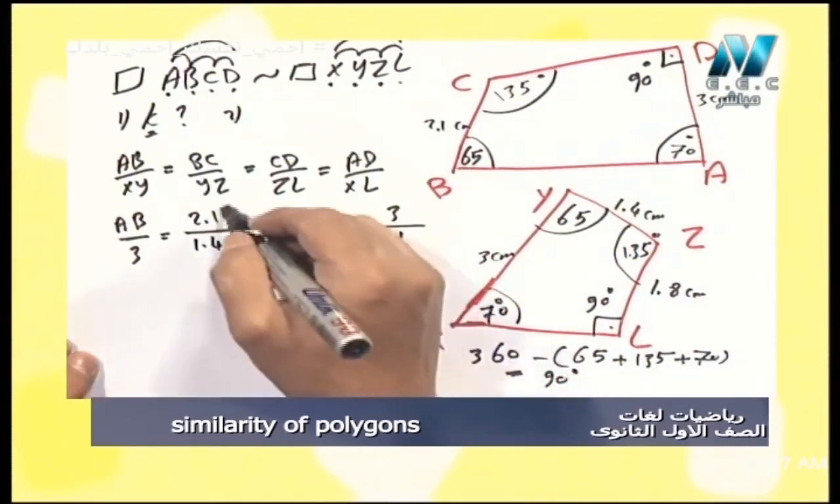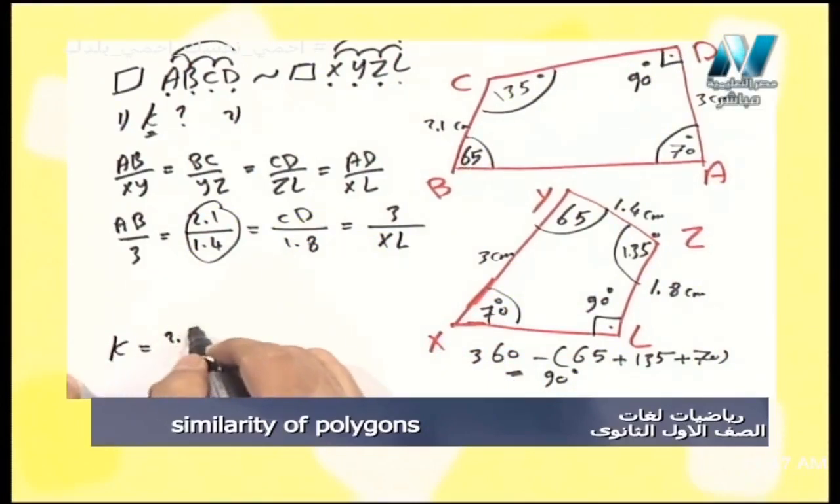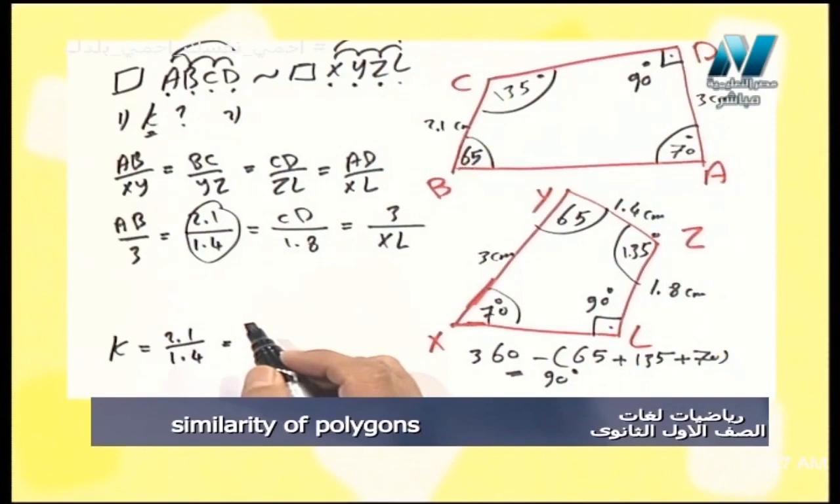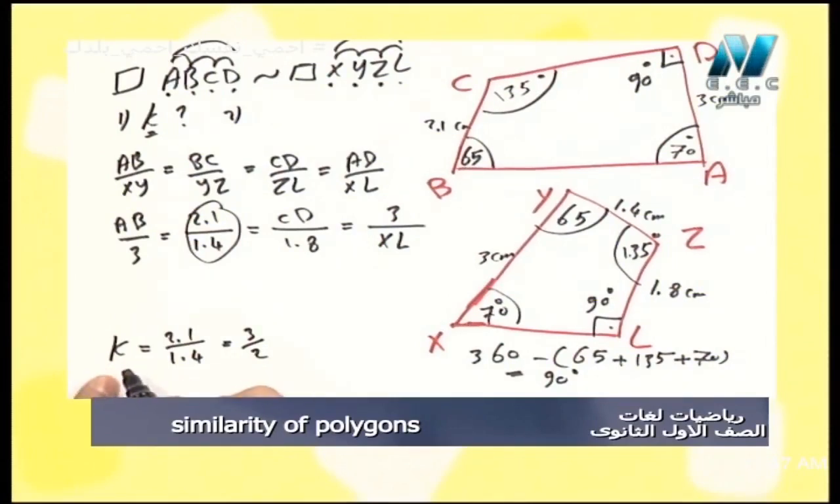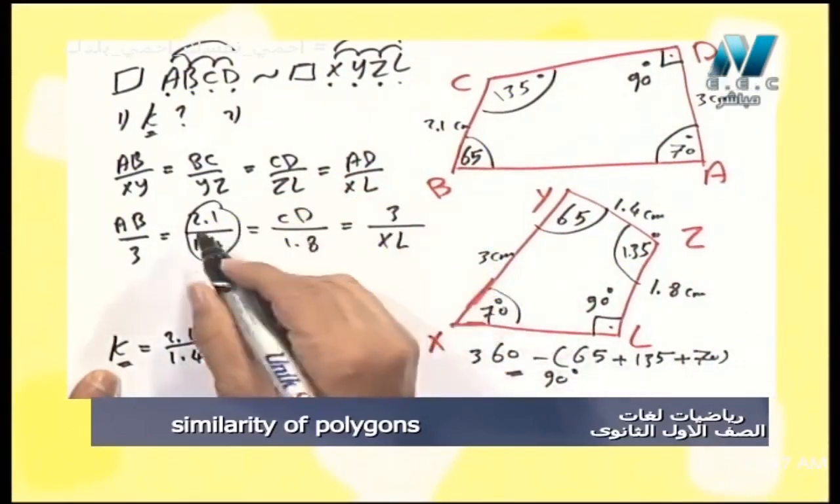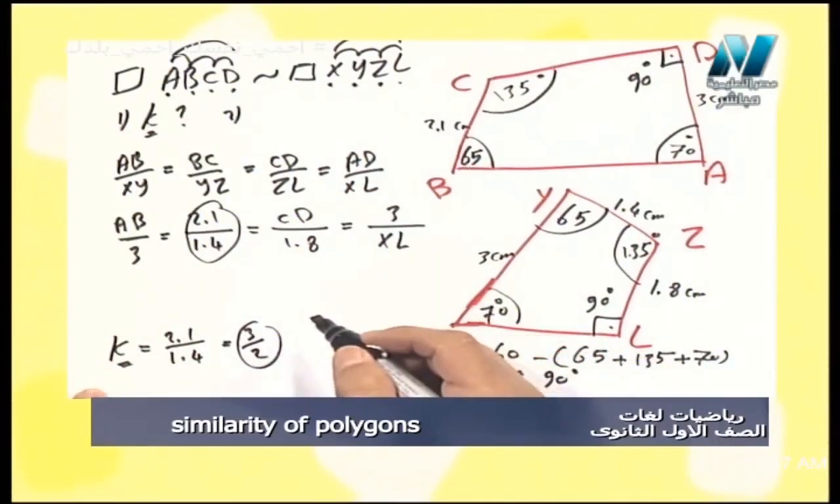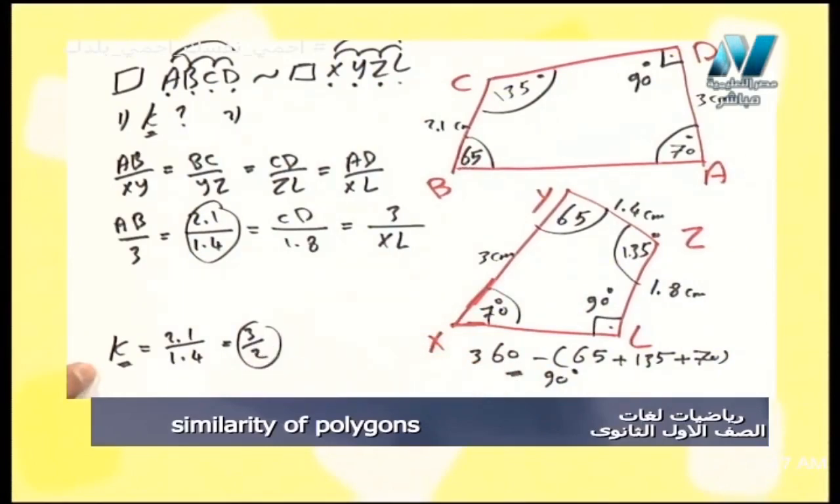Okay, so we have K here. K equals 2.1 over 1.4. By using your calculator, you will find that the ratio here will be 3 over 2. So the similarity ratio, which is K, equals 3 over 2. But we have the complete ratio here, 2.1 over 1.4. If we calculate it using a calculator or mentally, it will be 3 over 2.